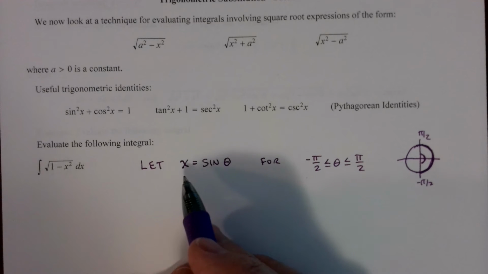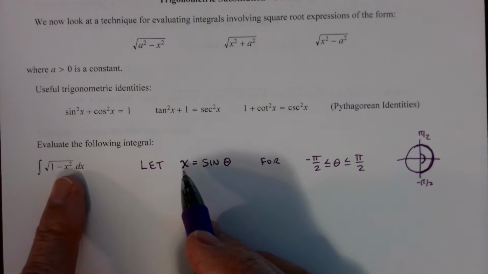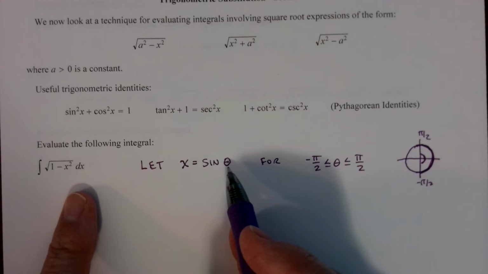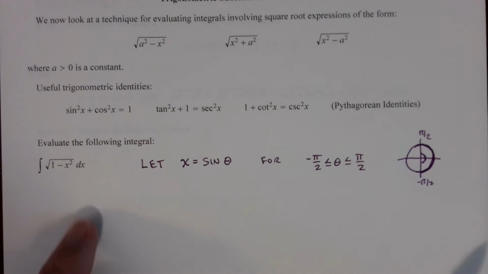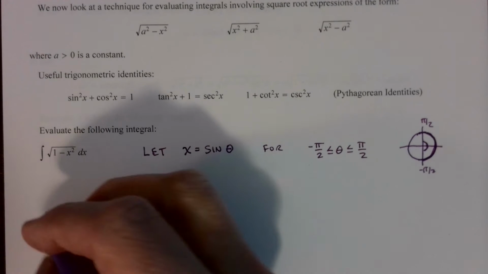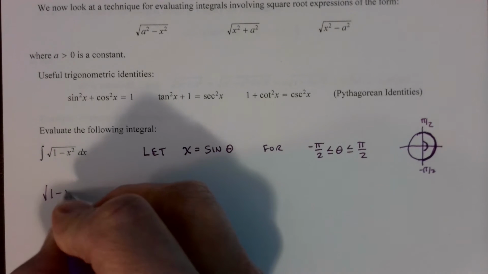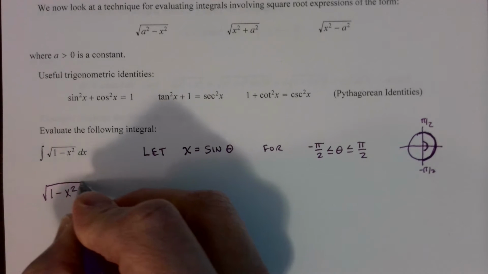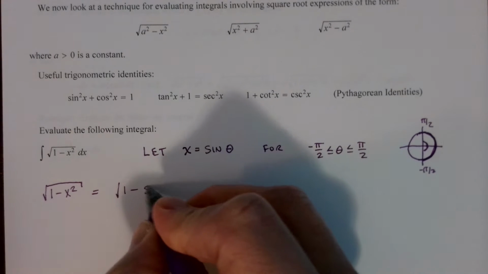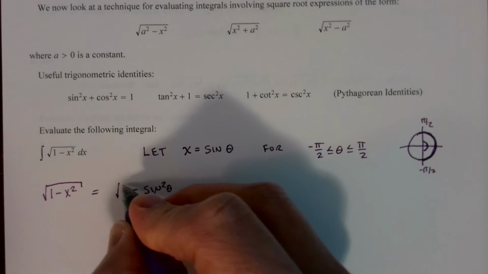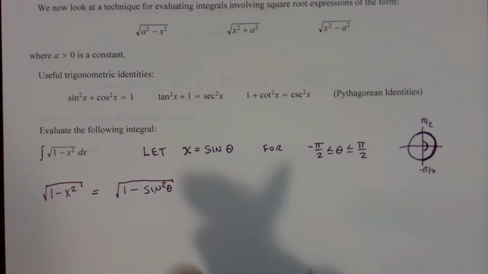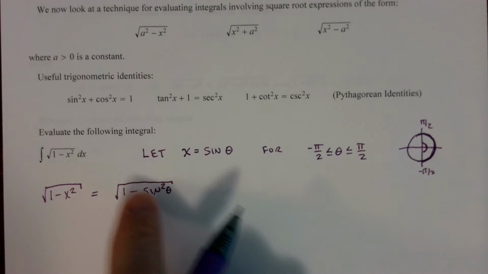So notice the substitution is a little different in the sense that I said let x, the variable we have, be equal to some function of our other variable, in this case theta. Okay, so why does this work? Well, since x is sine of theta, then what is this square root of 1 minus x squared in terms of theta? Well, I replace x with sine theta and I get 1 minus sine squared theta. Right? Since x is sine theta, x squared is sine squared theta.